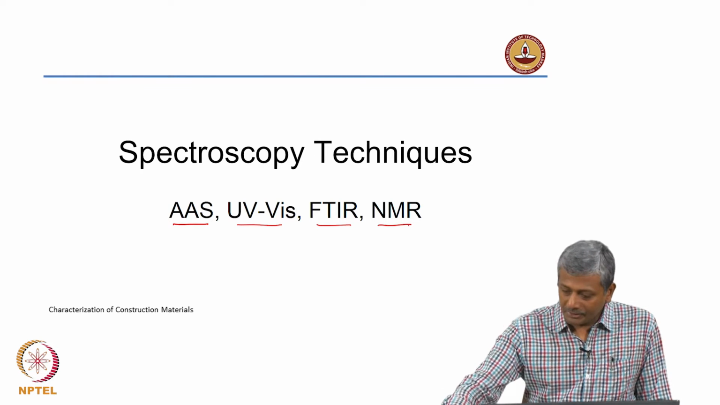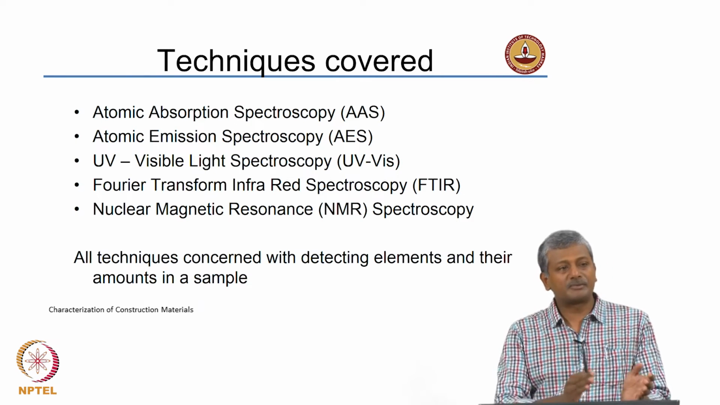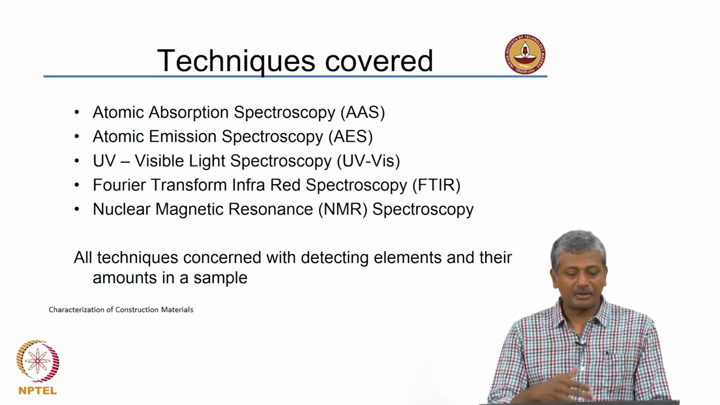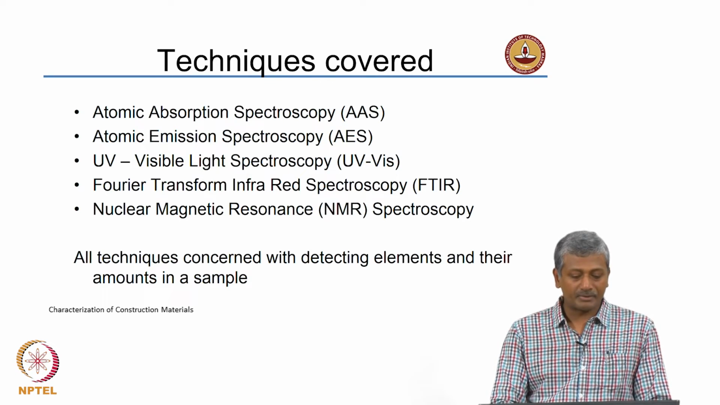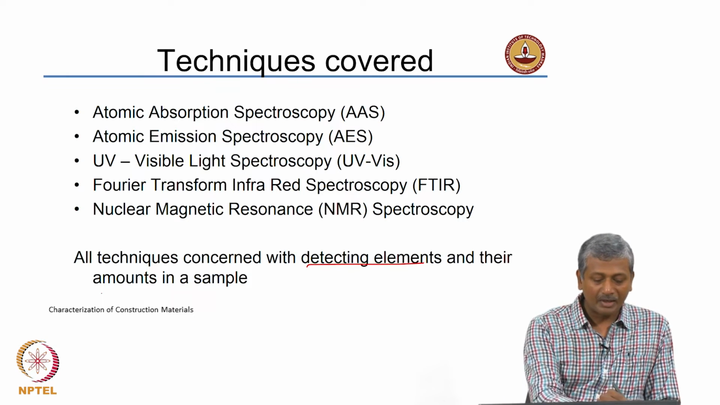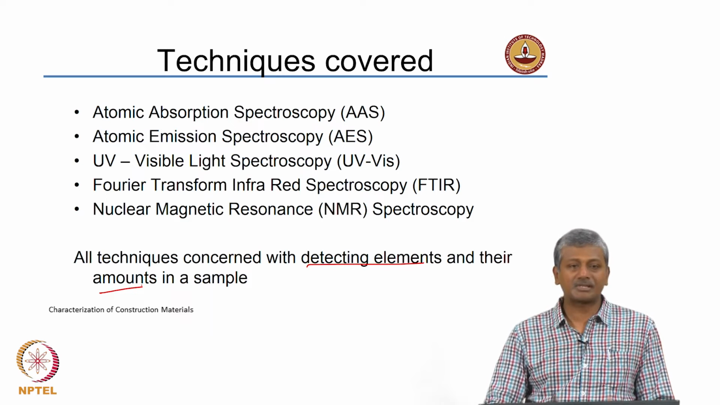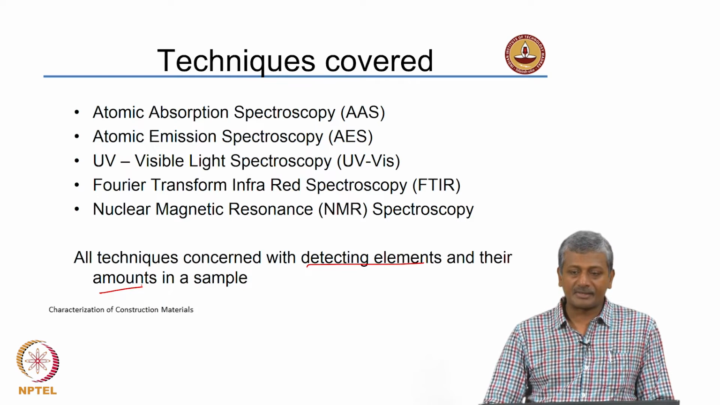Okay. Alright. So, essentially the techniques we are trying to cover here is atomic absorption, and of course, together with absorption you also have emission spectroscopy, UV visible light spectroscopy, Fourier transform infrared and nuclear magnetic resonance spectroscopy. So, all the techniques are concerned with detecting elements and their amounts in a sample. Just like any other technique, we want to apply these for qualitative and quantitative analysis of the phases in a sample.